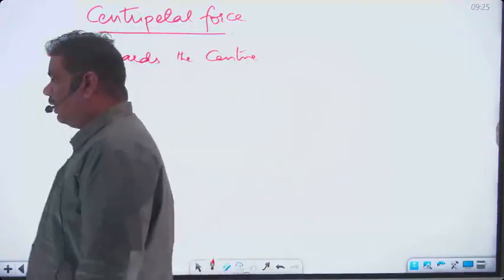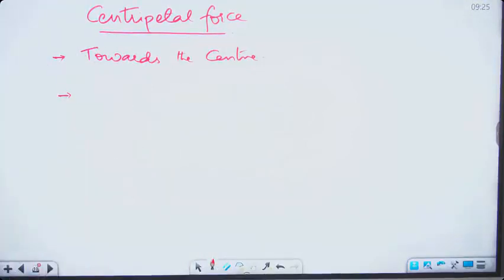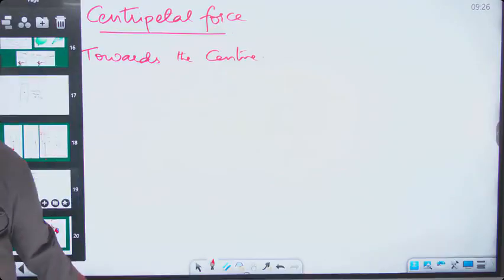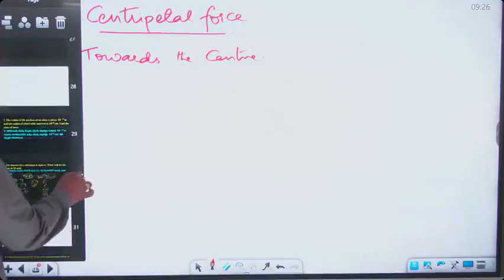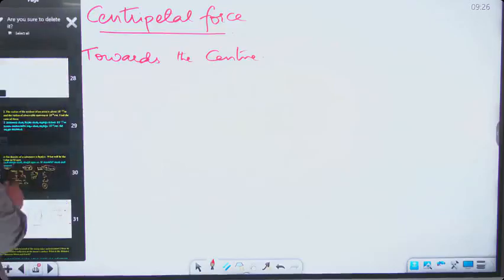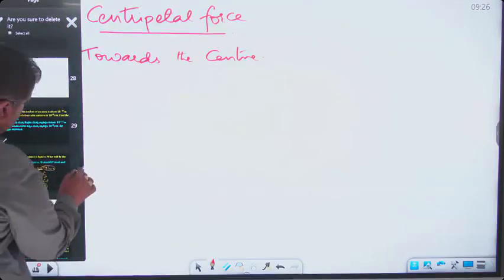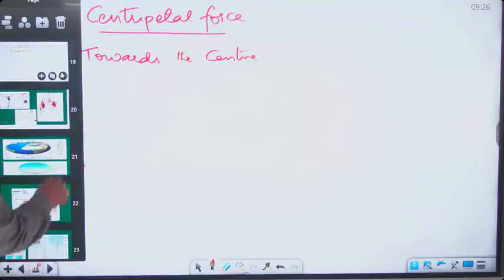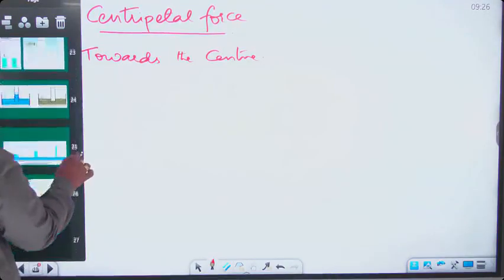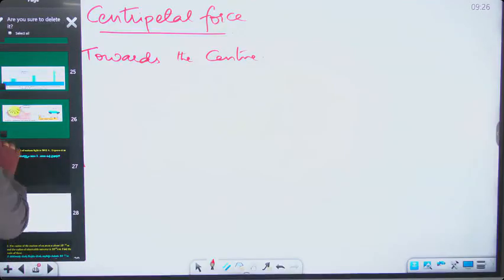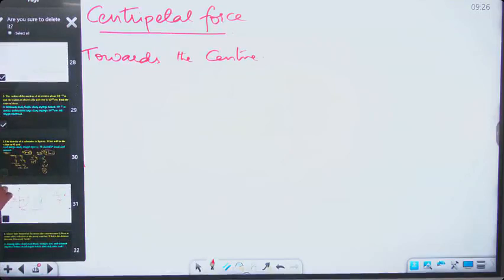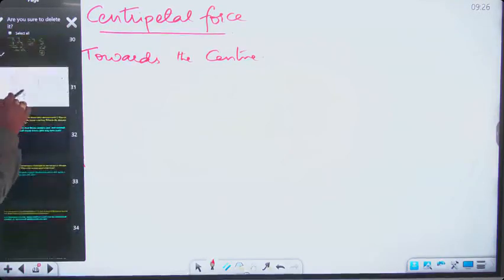Next. In order to rotate an object in a circular path, the shoulder provides the necessary centripetal force.